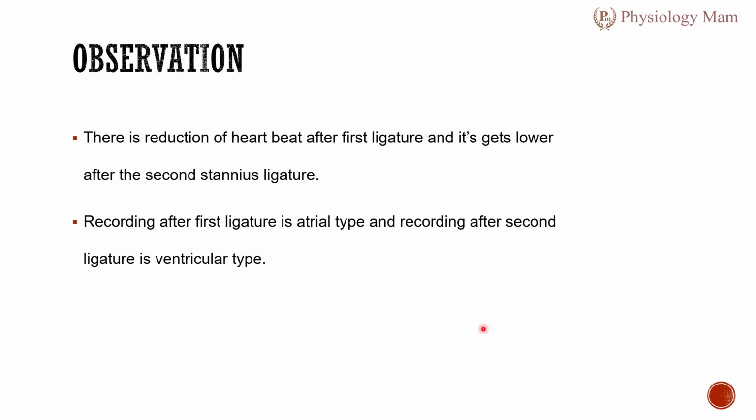Now what do you observe from here? What is very clear is that there is reduction in the heartbeat after the first ligature and still more reduction after the second ligature. So after the first ligature we get the atrial rhythm, but after the second ligature we get the ventricular rhythm. That's why we say that the recording after the first ligature is the atrial type, whereas the recording after the second ligature is the ventricular type.